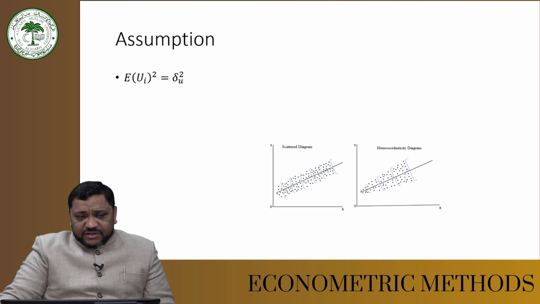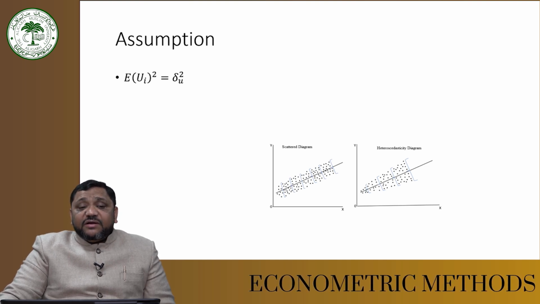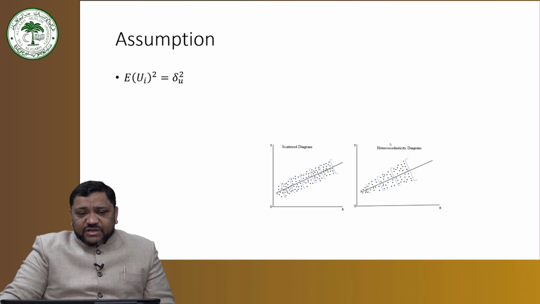Then we have the next assumption, again with the error term, that the variance of the error term is constant. If you see the two diagrams given over there, in the first one there is a regression line and the scatter points are there. All the points are not lying on the regression line, but almost the error is constant.